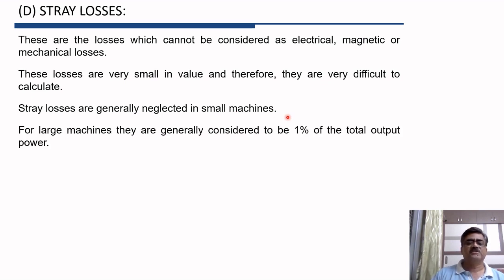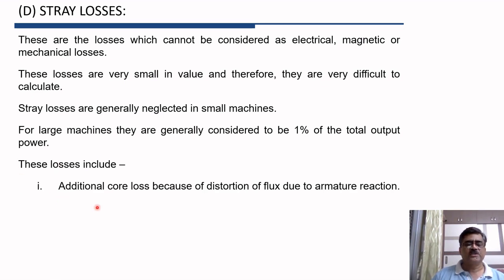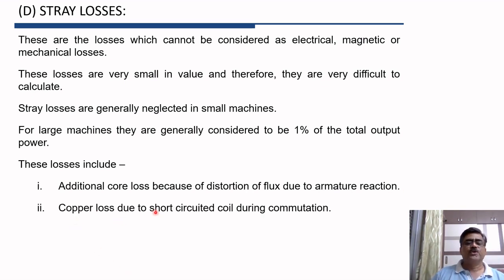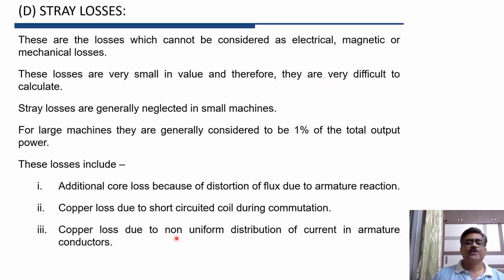In case of large machines, stray losses are considerable, and therefore normally these losses are taken as 1% of the total output power. Some examples of stray power losses are additional core loss because of distortion of flux due to armature reaction, or copper loss due to short-circuited coil during commutation, or copper loss due to non-uniform distribution of current in armature conductors. So these losses are very difficult to calculate, and these cannot be considered in electrical, magnetic, or mechanical losses, and that's why these are called stray losses.